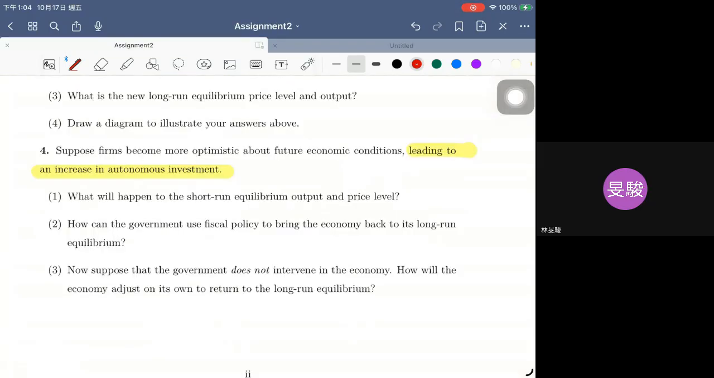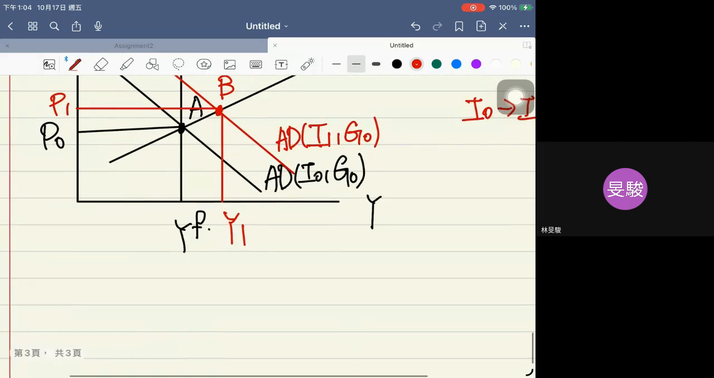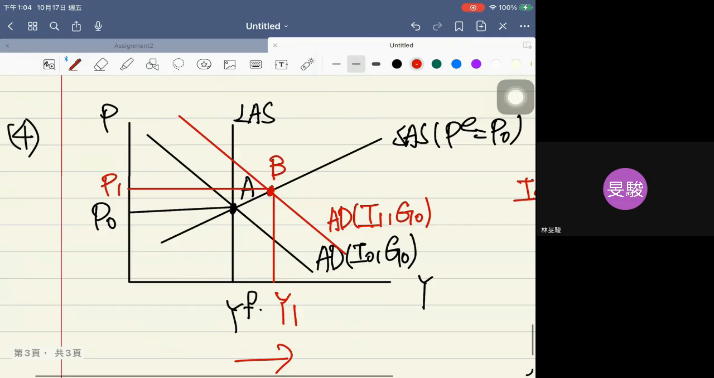For question one, you just need to draw the diagram to explain this. What will happen to the short run equilibrium output and price level? You can see that the short run output Y increases and the price level also increases. This is the scenario of the short run.